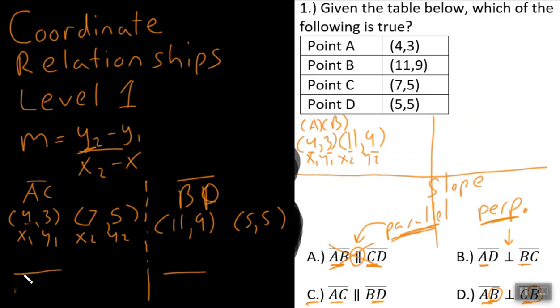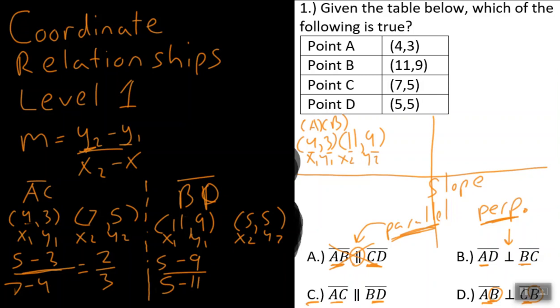So I draw my fraction bar, and I know it's y2 minus y1, so in this case 5 minus 3 over 7 minus 4. And 5 minus 3 is 2, and 7 minus 4 is 3. And over here, let's see what we have. We have x1, y1, x2, y2. And here we have 5 minus 9 over 5 minus 11. And 5 minus 9 is negative 4, and 5 minus 11 is negative 6.